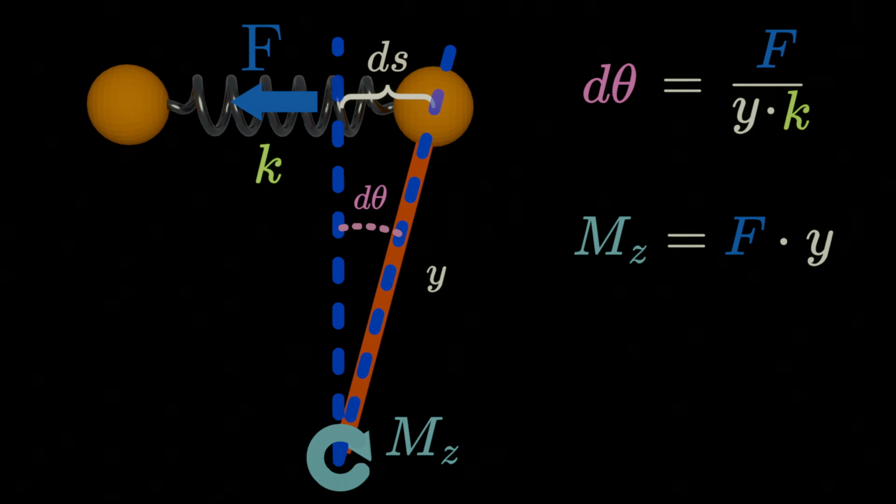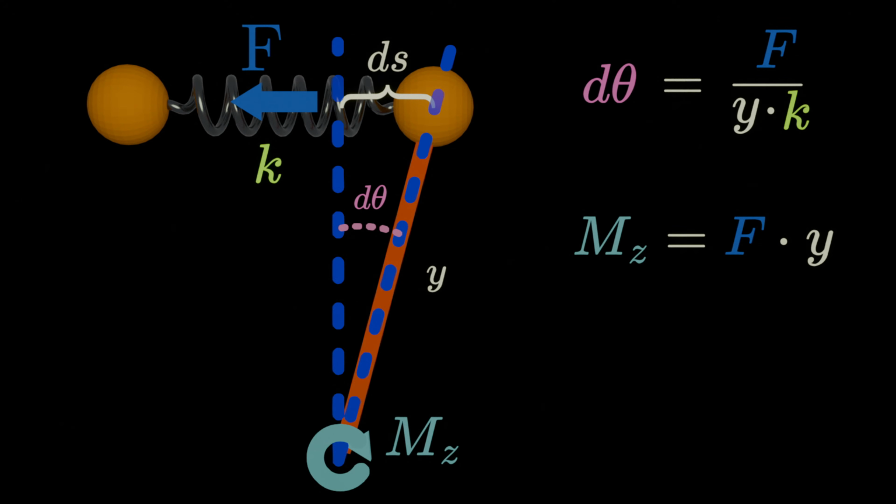Since the linear displacement ds is proportional to the distance from the pivot, and the restoring force of a spring is proportional to the distance it's stretched, the displacement angle is reduced by one factor of the distance to the pivot. In other words, for a given angle of displacement, atomic bonds further from the center of rotation will be stretched more, resulting in a larger restoring force.